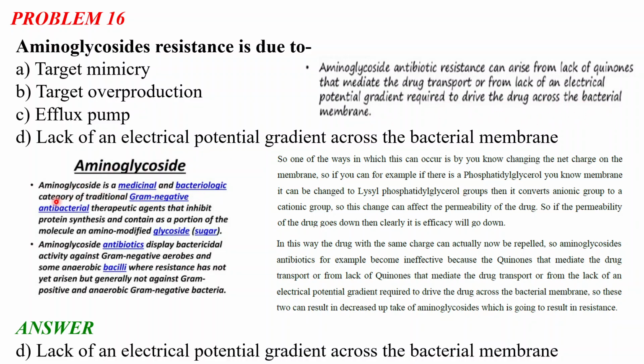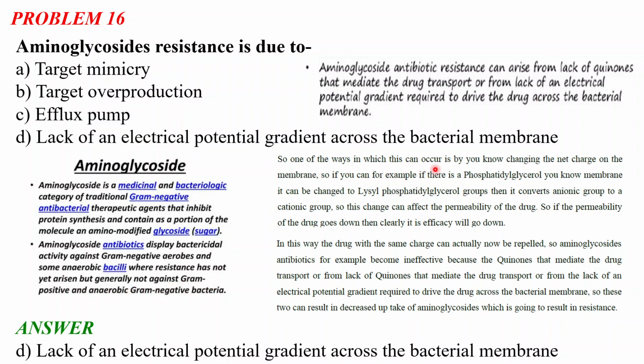Aminoglycoside is a medicinal and bacteriological category of traditional gram-negative antibacterial therapeutic agents that inhibit protein synthesis and contain, as a portion of the molecule, an amino-modified glycoside or sugar. Aminoglycoside antibiotics display bactericidal activity against gram-negative aerobes and some anaerobic bacilli where resistance has not yet arisen, but generally not against gram-positive and anaerobic gram-negative bacteria.